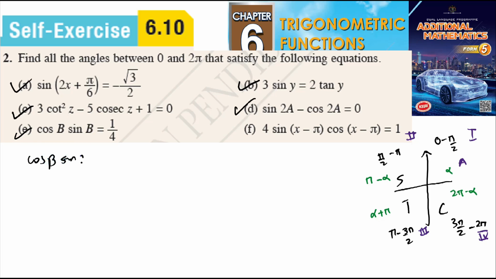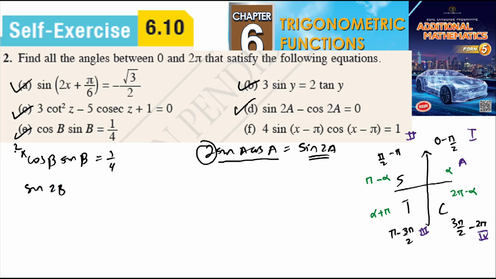cos B sin B is equal to 1 over 4. So you see here, we have a formula where 2 sin A cos A is equal to sin 2A, the double angle formula. So sin A cos A, but then we have 2 in front, right? So to convert to sin 2A, we have to multiply by 2. So 2 cos B sin B is equal to sin 2B, right? But if in front we multiply, back here we have to also multiply. 1 over 4 times 2, we get 1 over 2.